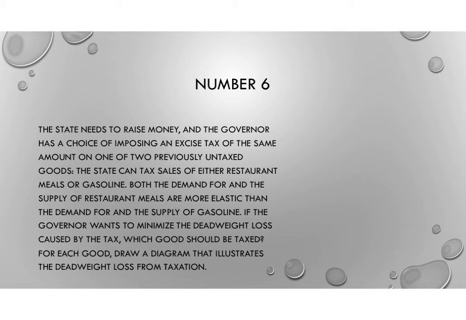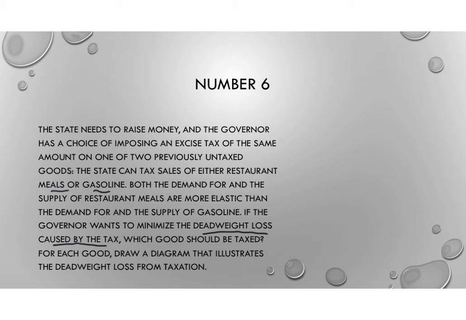Okay, and last but not least, the state needs to raise money. Right now we do. And the governor has a choice of imposing an excise tax of the same amount on one of two previously untaxed goods. Okay, so we can either do meals or gasoline. Both the demand for and the supply of restaurant meals are more elastic than the demand for and the supply of gasoline. If the government wants to minimize the deadweight loss caused by the tax, which good should be taxed? And in this case, all we have to do is just kind of do some graphing, right?